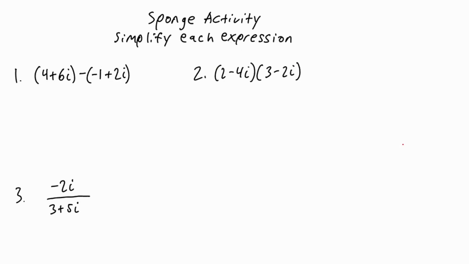Alright, and now time for the sponge activity. I want you to simplify each expression. For number 1, I would like you to subtract those two complex numbers. So we have 4 plus 6i minus negative 1 plus 2i. On number 2, I'd like you to multiply those two complex numbers. So 2 minus 4i times 3 minus 2i. And on number 3, I would like you to simplify that fraction, or essentially divide those complex numbers. Remember, multiplying by the conjugate. So we have negative 2i divided by 3 plus 5i.